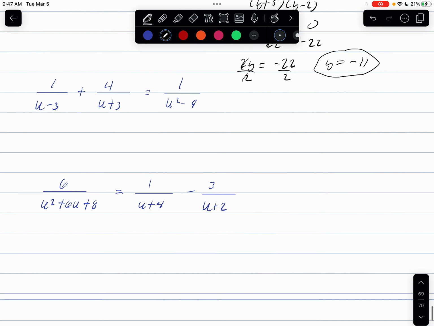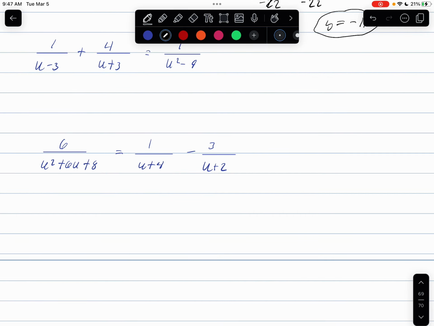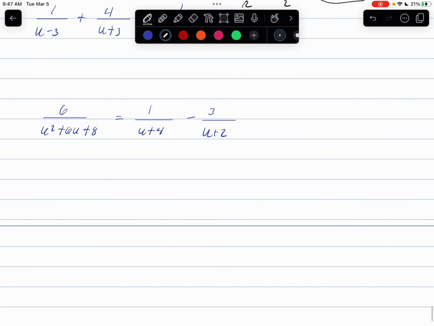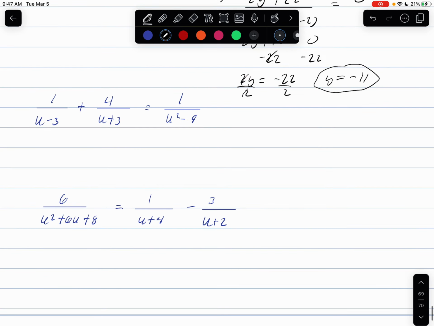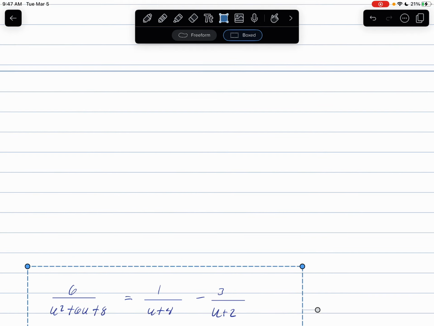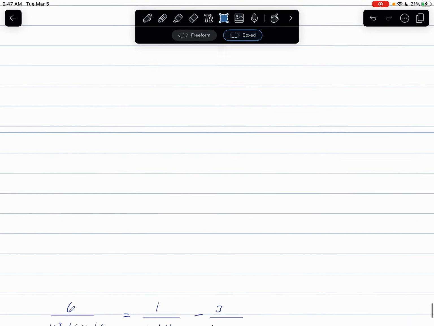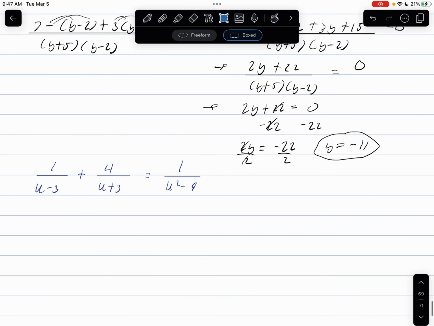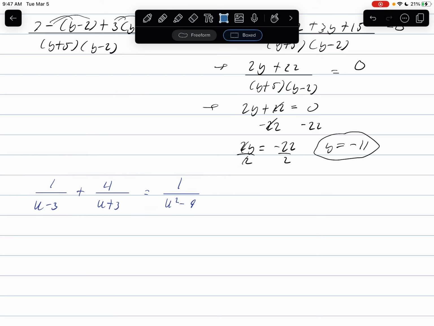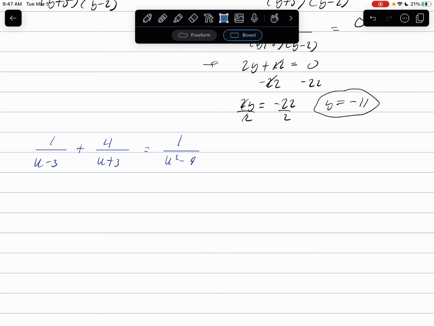So now let's go on to another one. Alrighty, so very similar to the last time. We need to figure out excluded values. We also should go ahead and factor this u squared minus 9 over here in the denominator.